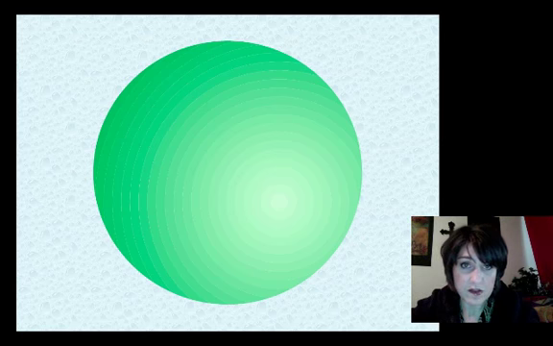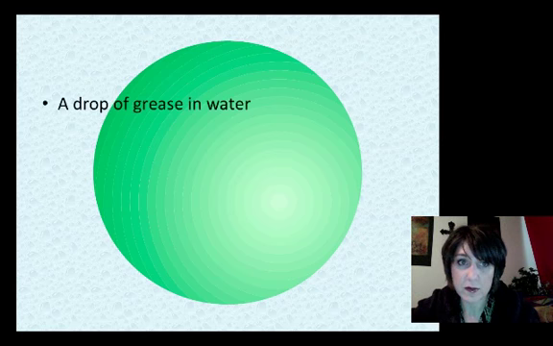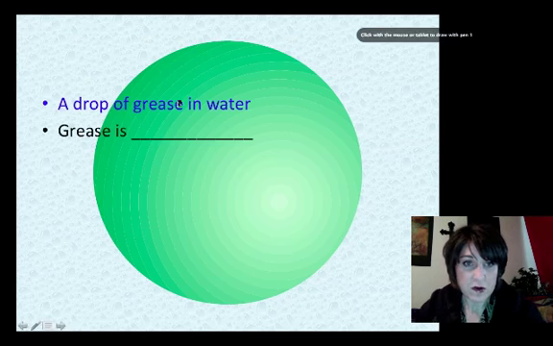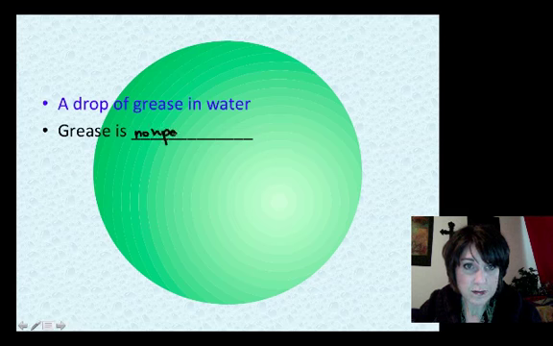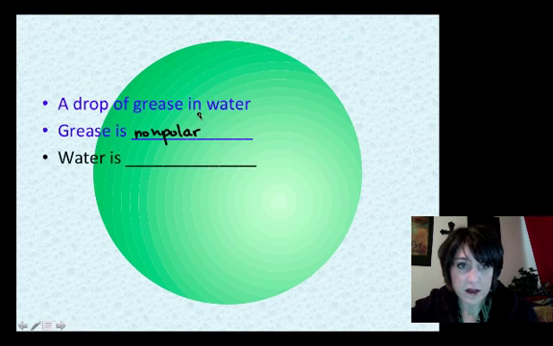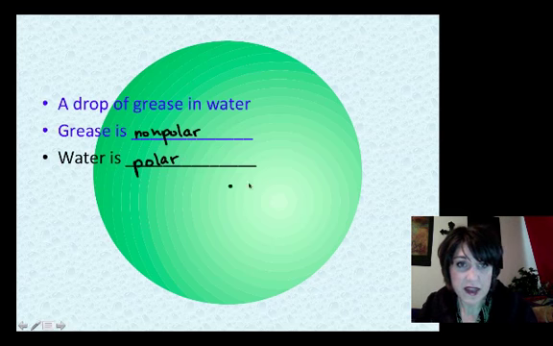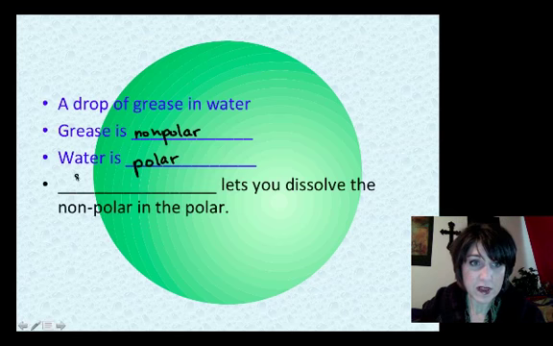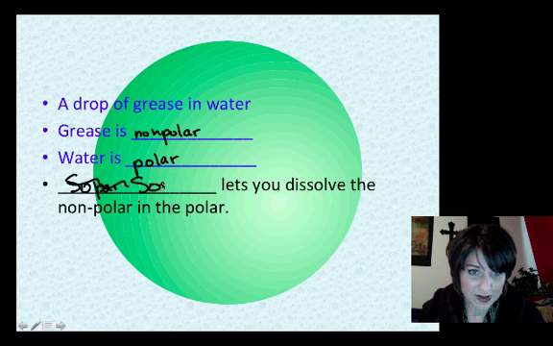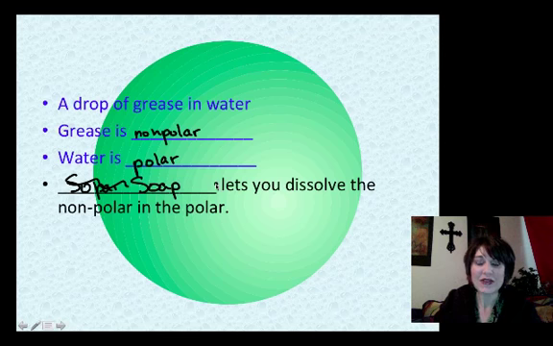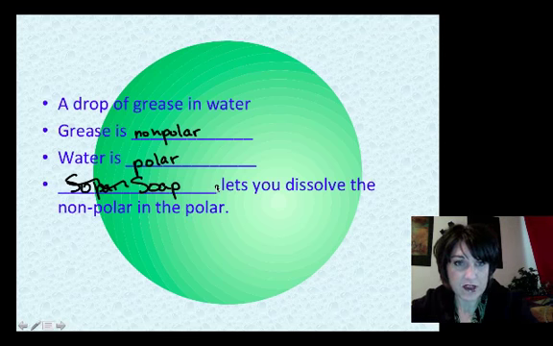So let's have a look at some grease. That's a big drop of grease. Suppose we have a drop of grease in the water. And grease is, of course, a nonpolar molecule. But the water is polar. So we've got a problem. How are you going to wash grease away when it won't dissolve in the water that you're trying to clean it up with? We use soap. Soap allows you to dissolve a nonpolar molecule in a polar substance. So let's see how this works.